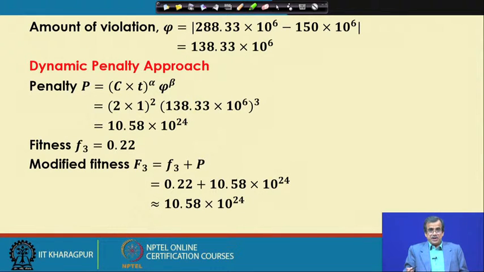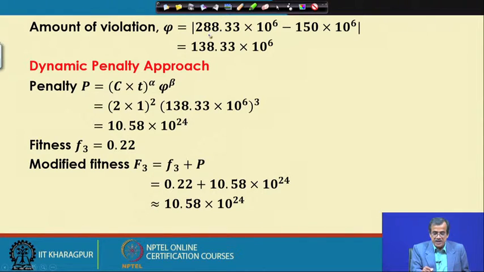Now, how to determine the amount of this penalty? As I told, there is a violation of the functional constraint. So, I will have to first determine the amount of violation. So, the amount of violation, denoted by psi, is nothing but the mod value of the difference between the right hand side of the functional constraint and the left hand side of the functional constraint. Now, the numerical values, if I just substitute for this left hand side and right hand side.